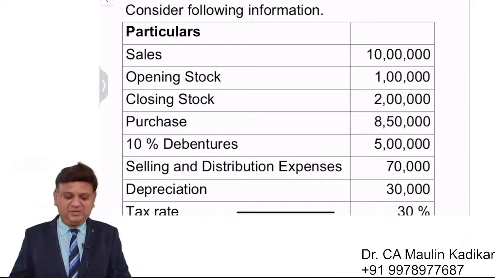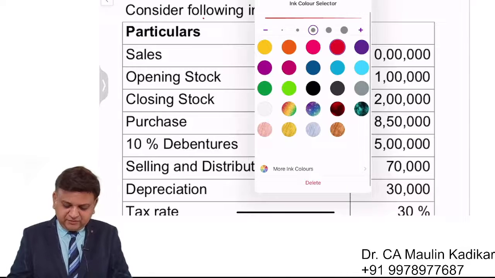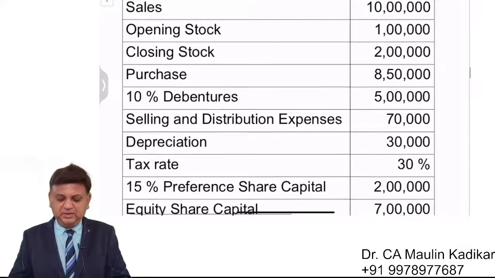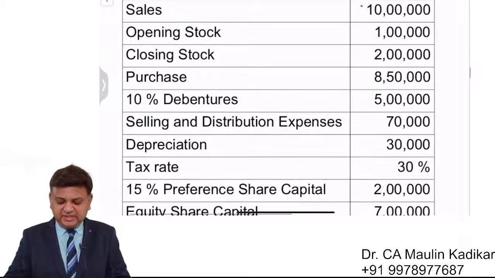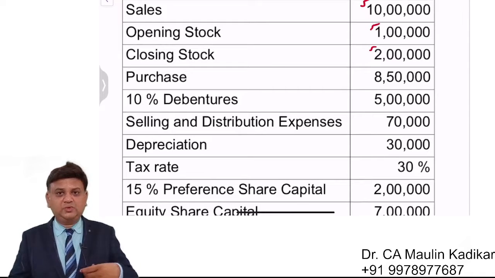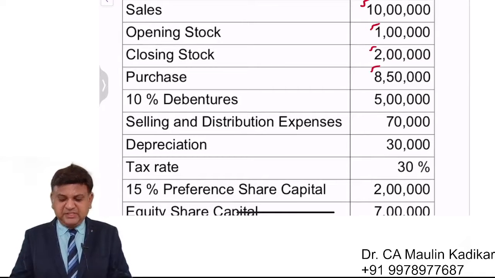Let us see the next question. Consider the following information. Sales of a company is given as 10 lakhs. Opening stock is 1 lakh. Closing stock is 2 lakh. Purchase is 8 lakh 50,000.